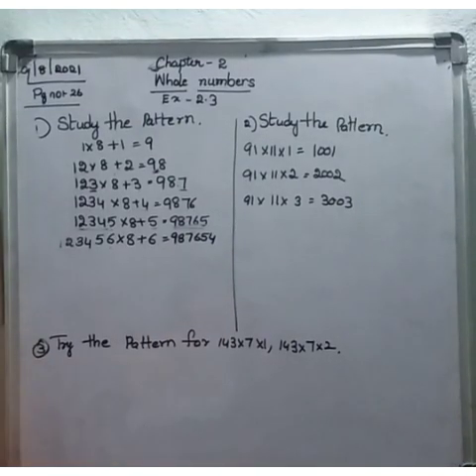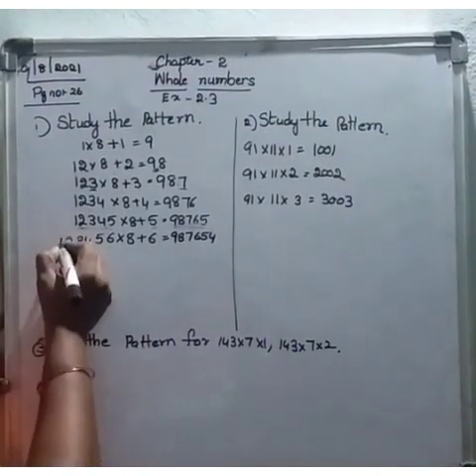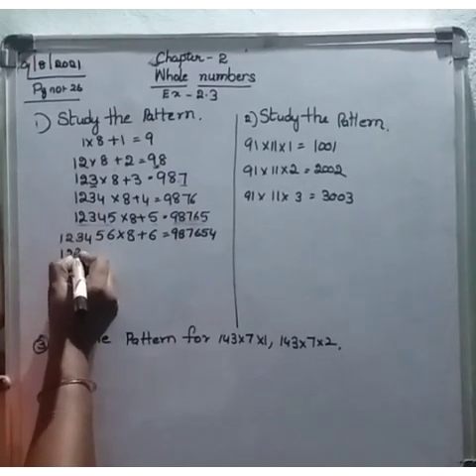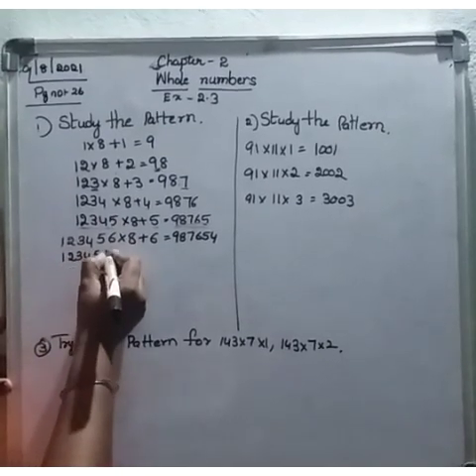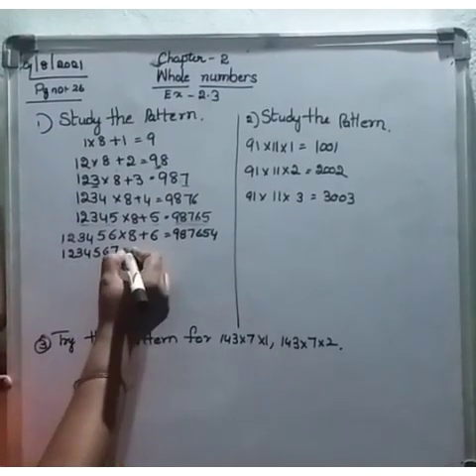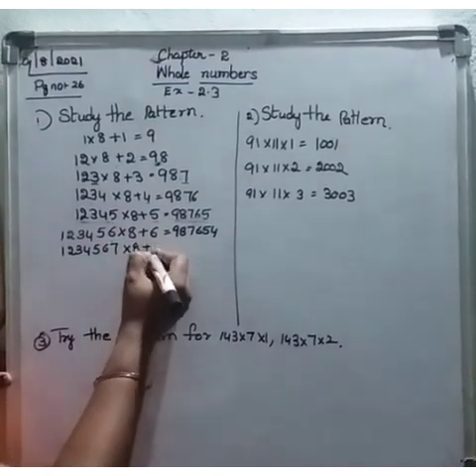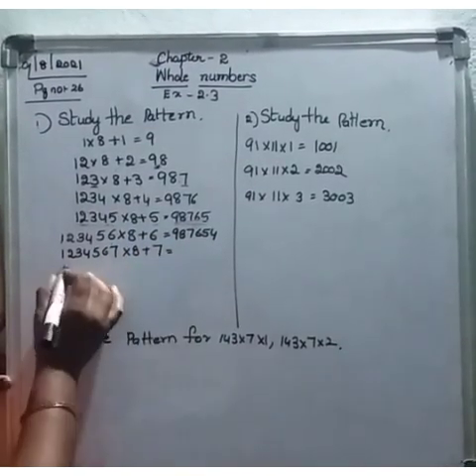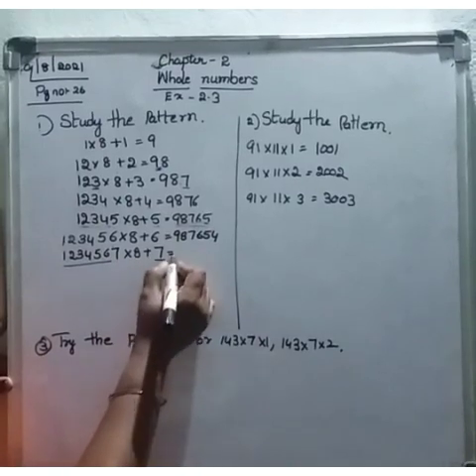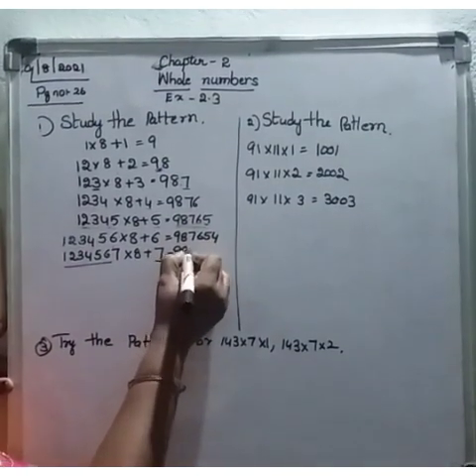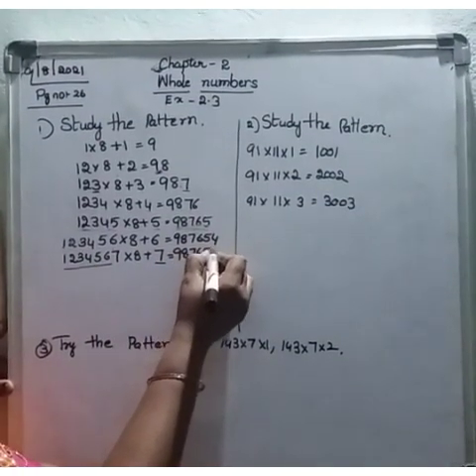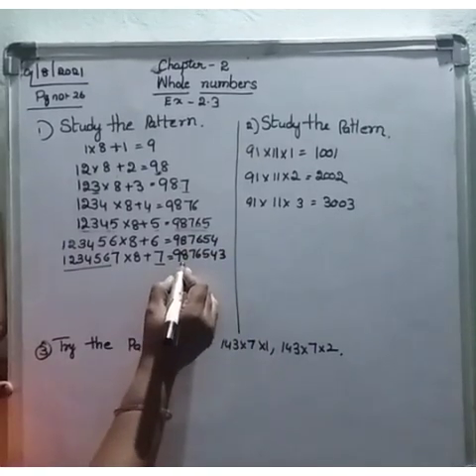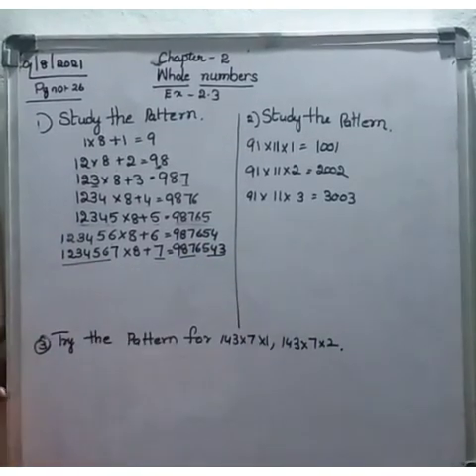Is it clear? Right. Next pattern. 1, 2, 3, 4, 5, 6, and after 6, 7 into 8 plus 7. Okay, here 7 digits now. Here also 7. So the answer also is 9, 8, 7, 6, 5, 4, 3. How many digits are there? 4 plus 3, 7. Okay, right.